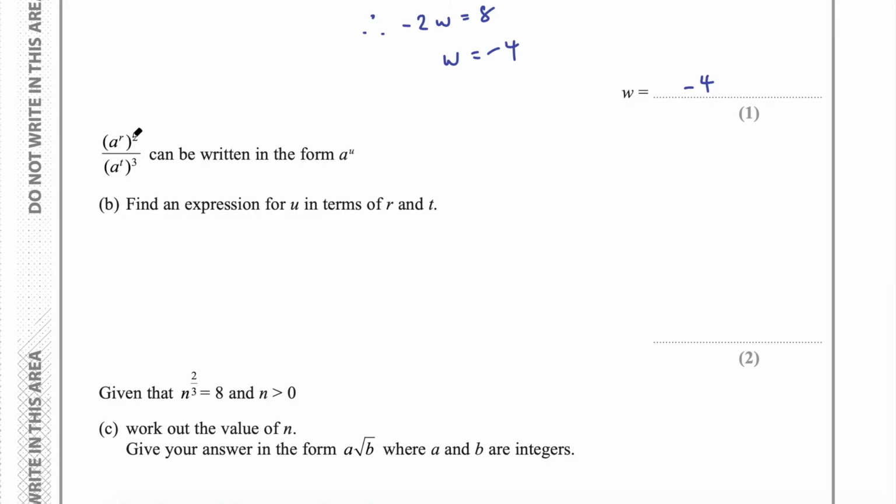A to the power r all to the power 2 divided by a to the power t all to the power 3 can be written in the form a to the power of u. Find an expression for u in terms of r and t for part B. So when you have the same base number, you can subtract the powers. So this could be written as a to the power of 2r subtract 3t. So therefore u equals 2r minus 3t.